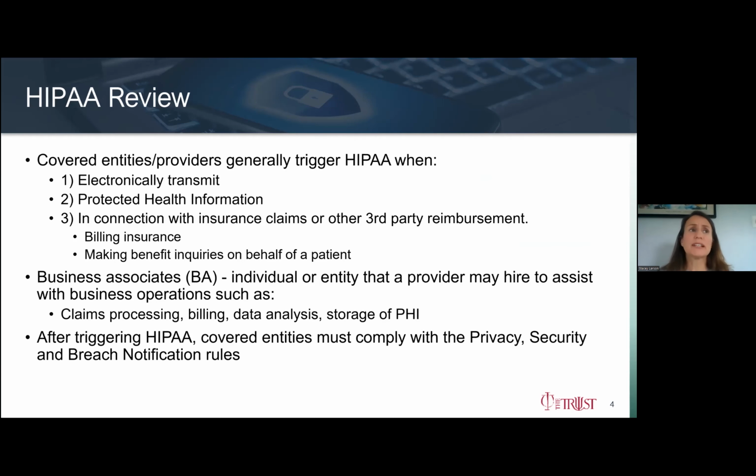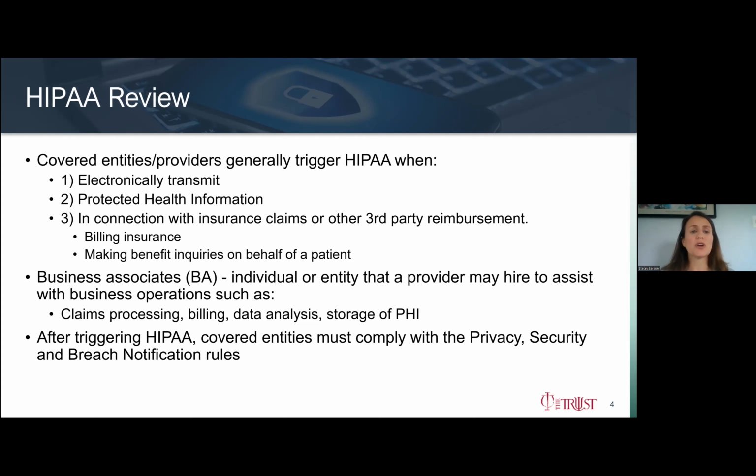So I thought, because this is the third in our series, that it would be helpful to do a bit of a HIPAA review before we get started, just because I think breach notification follows upon the other two HIPAA rules, the privacy rule and the security rule. So I wanted to give a little overview just to bring us all back to start, and then go from there.